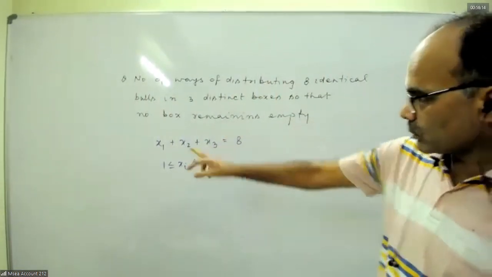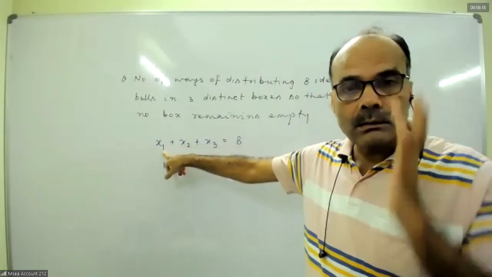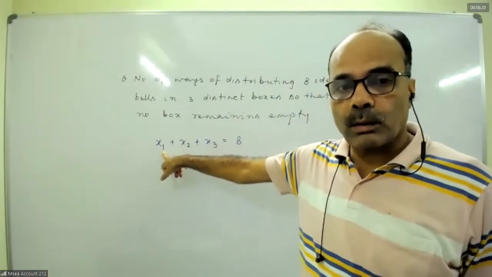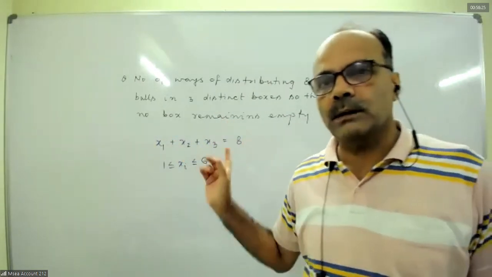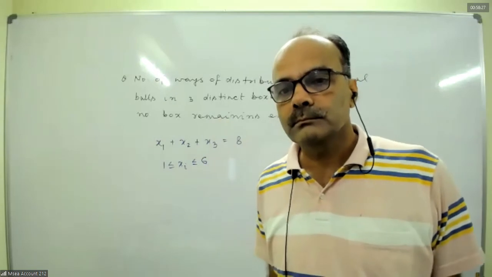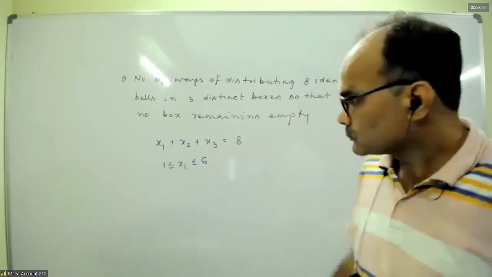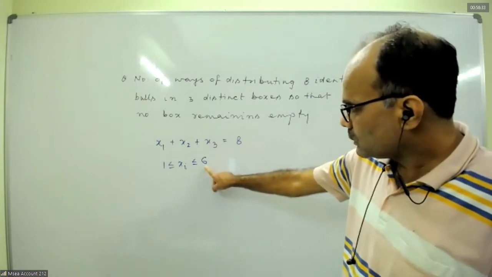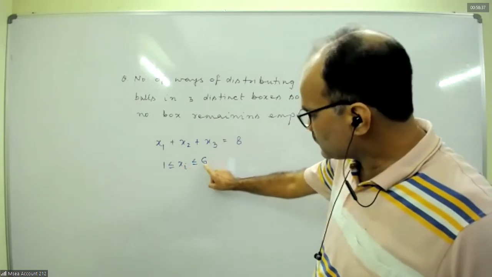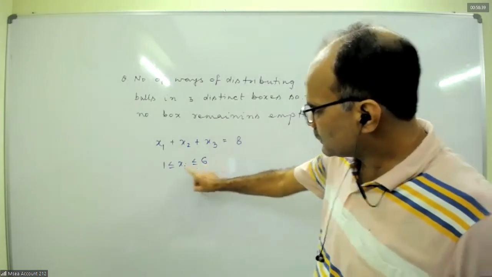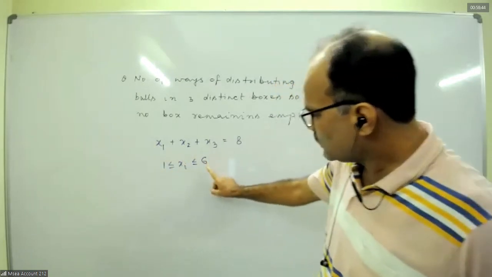You write in short, what is x1? Number of balls in Box 1. In the side you write it. Sir, I did not get this, sir. 1 less than or equal to xi less than or equal to 6. Why should we take 6 for x1? Then I did not understand. Yes, sir, I understood 1, sir, because no box should be empty.